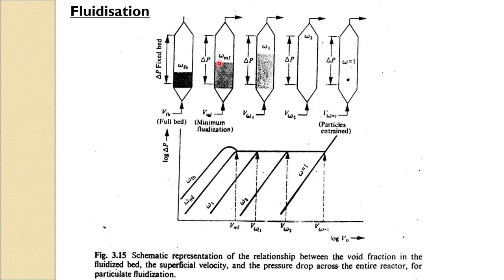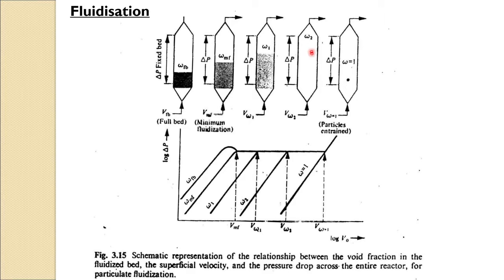And when you further increase the velocity of the gas beyond that, then the bed expands more, and particles become more and more separated from each other. In fact, if you keep on increasing, they will start flying out of the bed, and that is when you call it the elutriation velocity. So, particles are able to escape at that velocity.